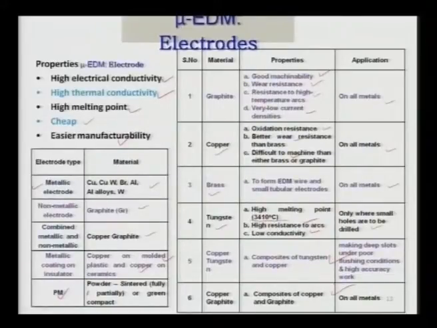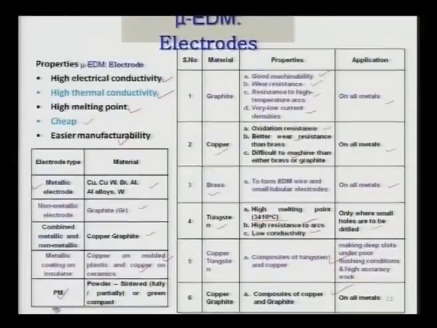This way you can see these are the various kinds of materials which are used for making the tool or the electrode, and they are the same as you use in the case of the macro EDM process.